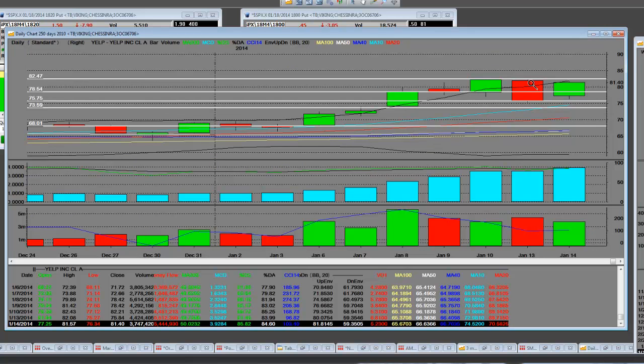Let us not forget, though, the fundamentals. They will have to be solid, otherwise this will drop. It's made a wonderful move to the high side. We know who the institutional ownership is. We also know that we're less than a dollar away from making another 52-week high.